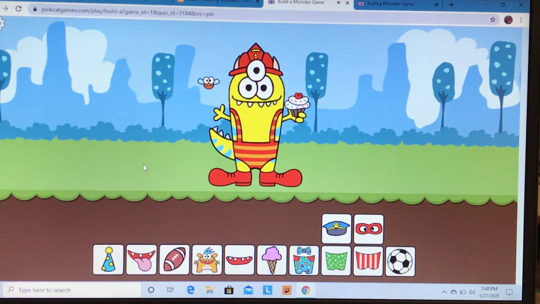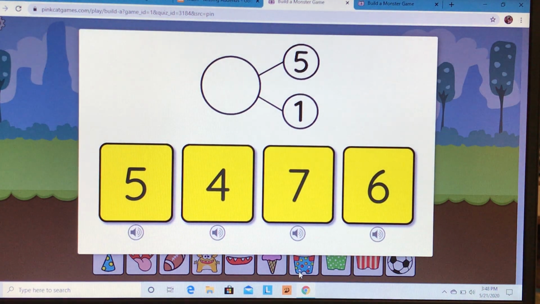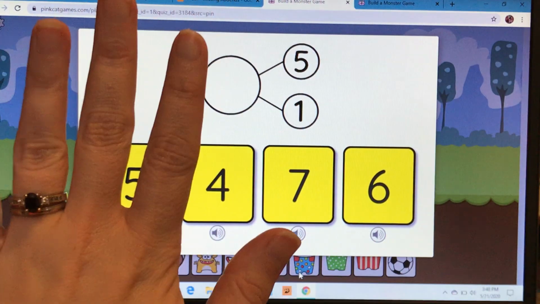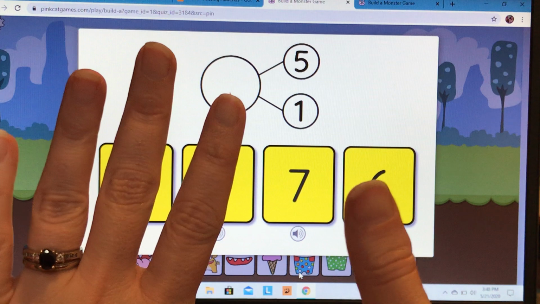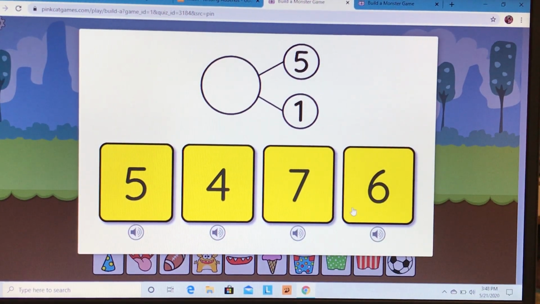All right, so now he's got a cupcake. Now let's try some different clothes on him this time. He wants to wear a different outfit. Here we've got 5 and 1. Think about when you put those together, what it's going to make. Well, if you start with 5 and you add 1, it's going to make 6. So that is the answer we're looking for.